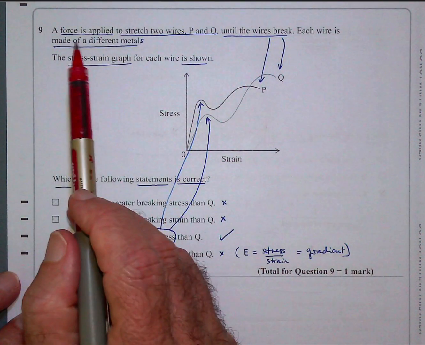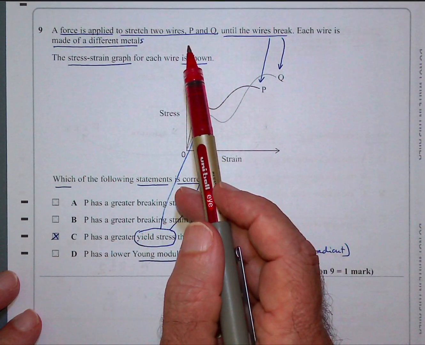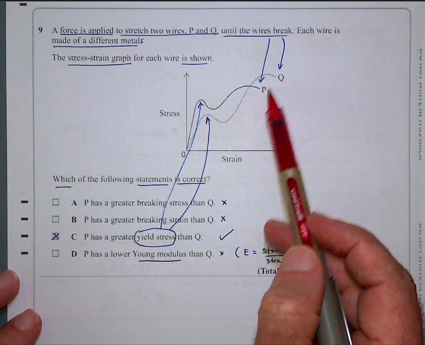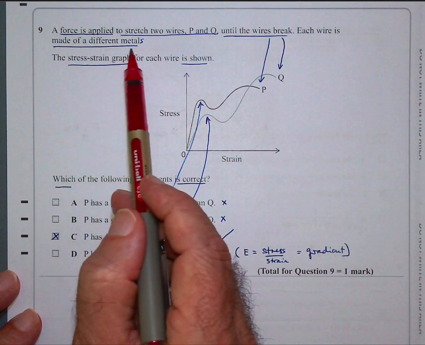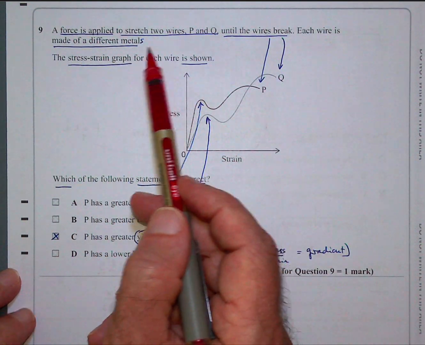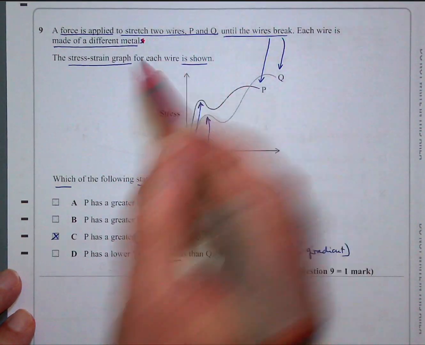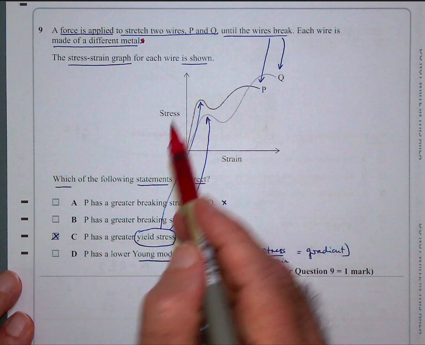A force is applied to stretch 2 wires P and Q until the wire breaks. So the wire obviously breaks at the end because there's no more data. Each wire is made of different metals, yeah, or of a different metal. I misread it myself. Of a different metal. The stress-strain graph for each wire is shown.